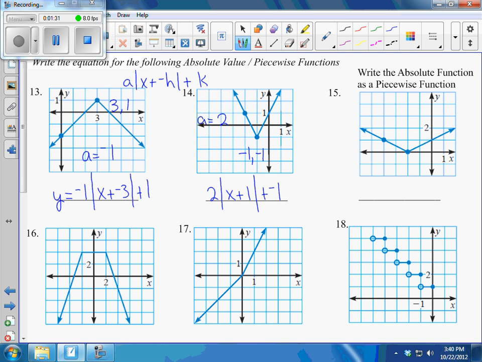So on 15, what I'm going to do is write the absolute value for this piecewise function. And for this piecewise function, what I'm going to do is just on the graph itself, first I'm going to write down what the equations are as lines. So assuming that the one on the left side, the left part of the V, keeps going down at a pattern of down 1 over 2, I'd go down 1 over 2, and I'd have a point right there.